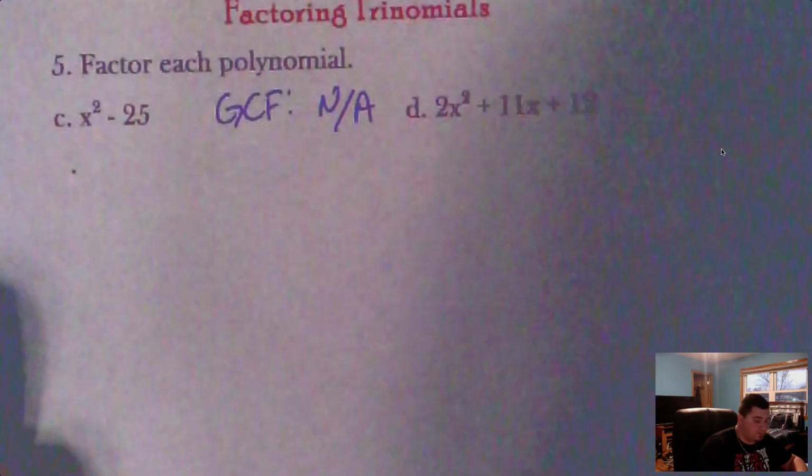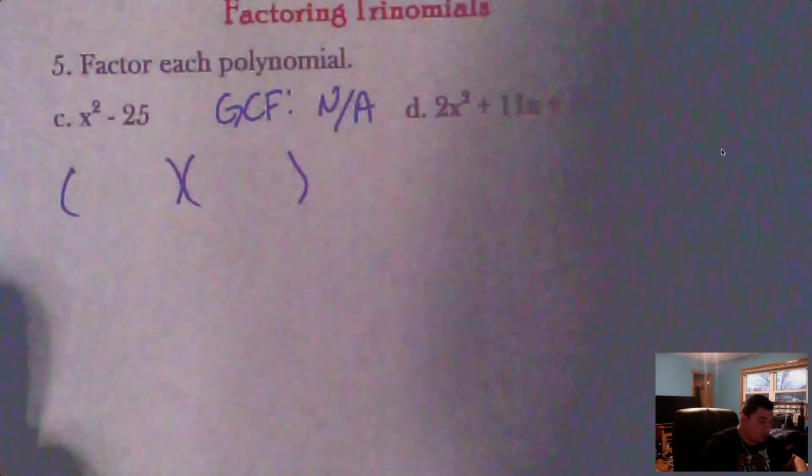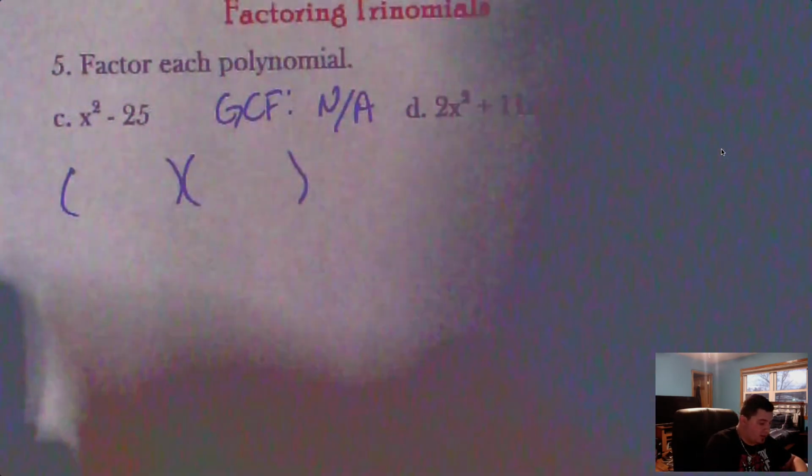This time again we have x squared, so there is no GCF. I'm sorry, I should start off with that. X squared and 25, there is no GCF. So we make our 2 parentheses. We go x squared, x times x.